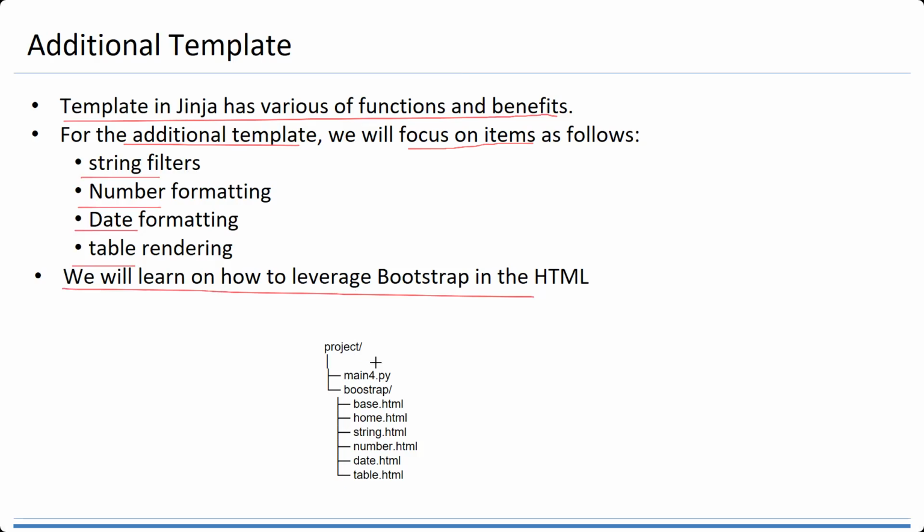For this project, I'm going to create a new Python file, main4.py. And then for the HTML files, I will create a directory named Bootstrap. And then there will be 1, 2, 3, 4, 5, 6. Okay, there will be 6 files to explain each of the filters or the additional templates, which are string, number, date, and table.